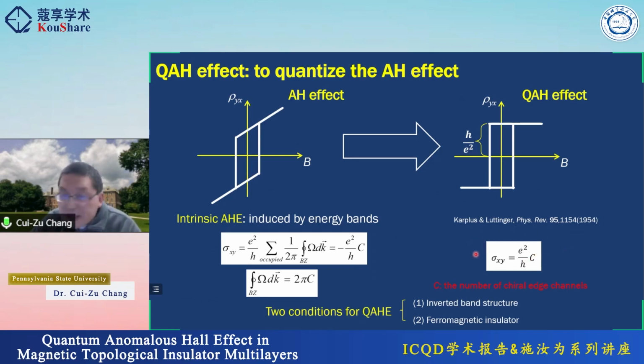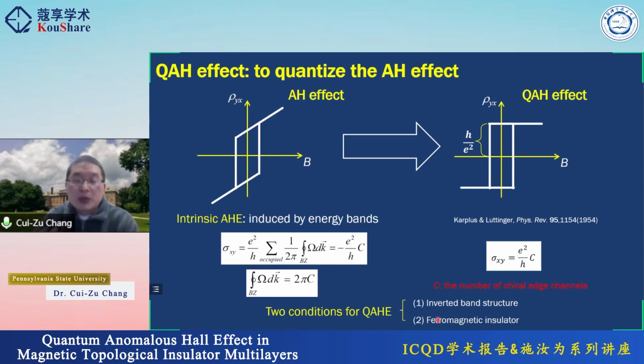From this very simple equation, we can get the two conditions for the quantum anomalous Hall effect. If sigma xy is to be quantized, C must be non-zero. C non-zero means the material has an inverted band structure. Today, we usually call it a topological material. So the first condition is that the material has an inverted band structure, or we can also say the material should be topological. And the second is that the material must have this kind of enormous Hall hysteresis. So this should be a ferromagnetic material.